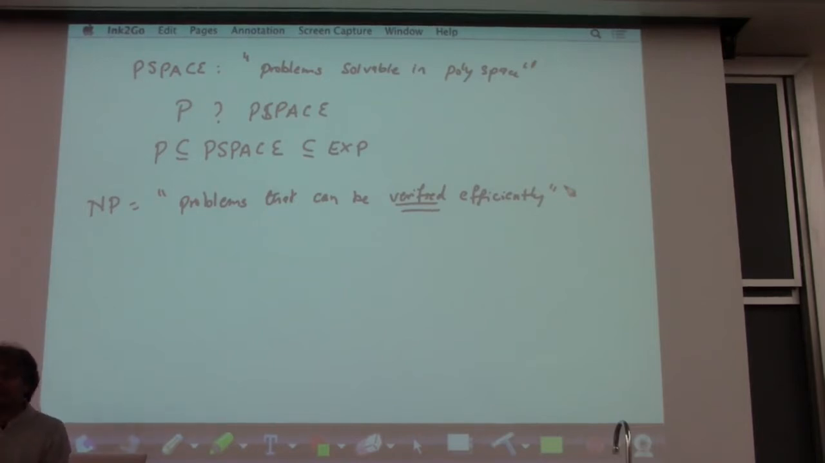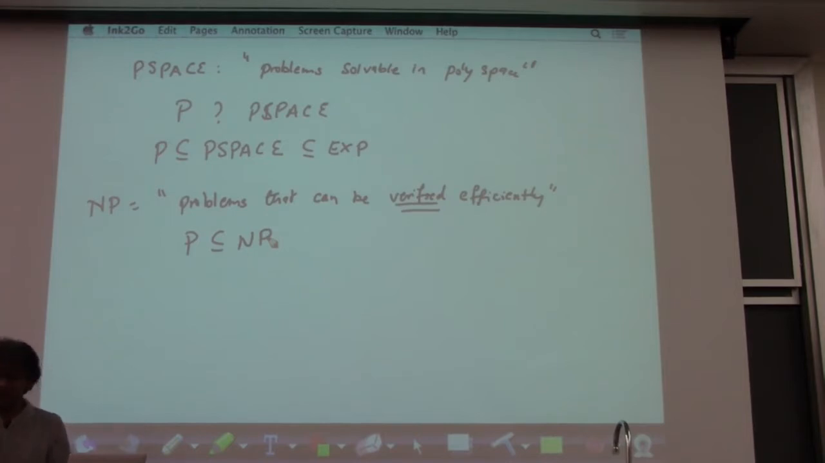Now, of course, one way to check that the solution is correct is to produce the solution yourself and then check it. If I can compute the solution efficiently, for sure I can verify it efficiently. Which basically means that P is contained in NP. I just proved that. Because any problem in P is a problem for which you can compute the solution efficiently, and if I can compute it, I can surely verify it. So this is true.